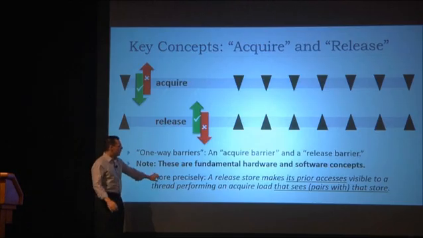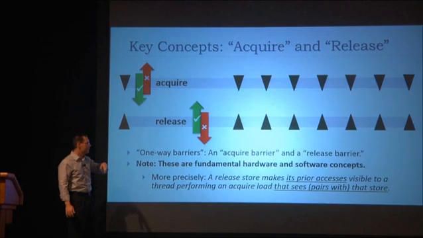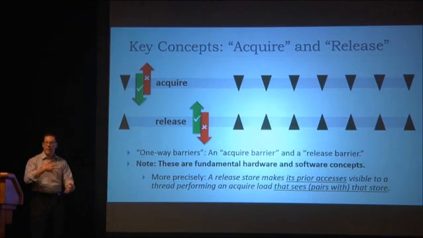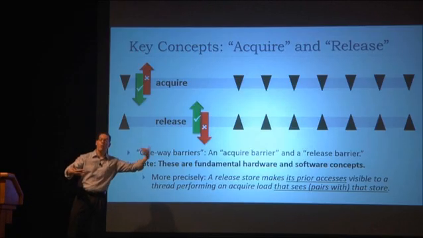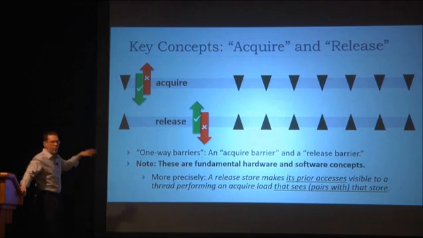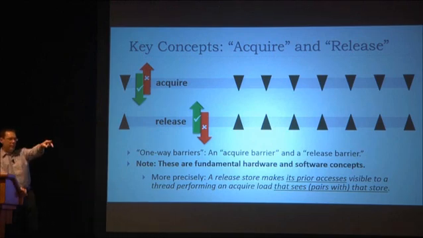So more precisely, a release store makes all its prior accesses visible to a thread performing an acquire load that pairs with that store. I release a mutex on one thread, another thread acquires that mutex. It's guaranteed, if it happens after, to see everything that thread did, and so on. Any questions about that so far?